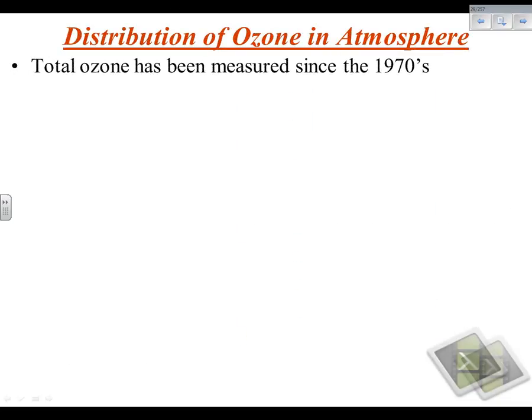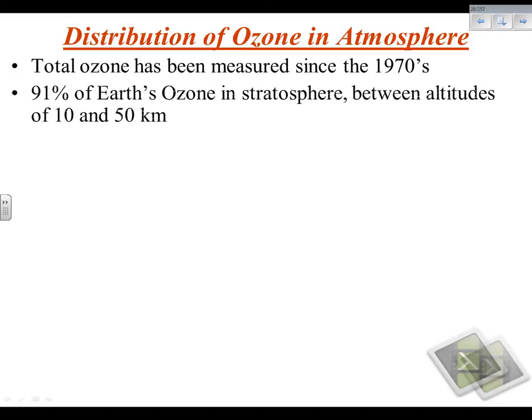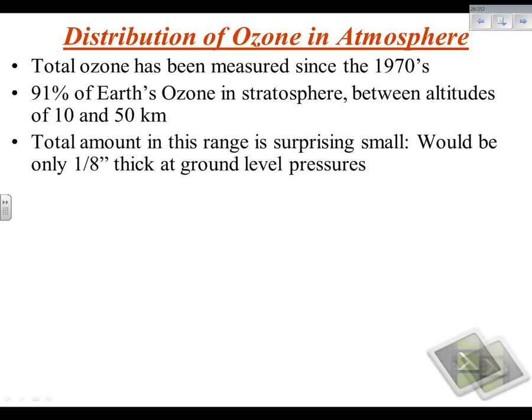Okay, so where is it? Well, it's been measured since the 1970s, and it goes as high as about 15 parts per million of ozone in the stratosphere. 91% of the Earth's ozone is there. It is surprisingly small if you put it at ground level pressures, 1 atmosphere, 760 millimeters of mercury. It would only be akin to a liquid about an eighth of an inch thick.